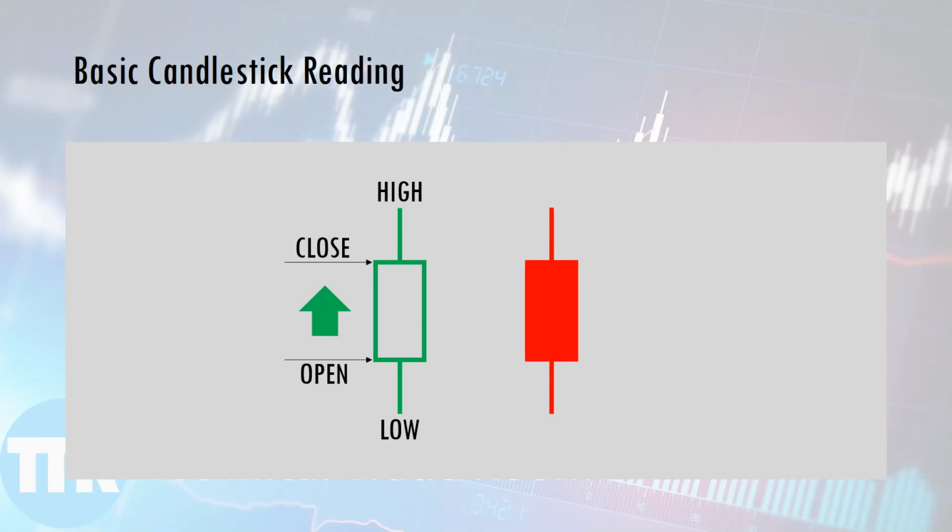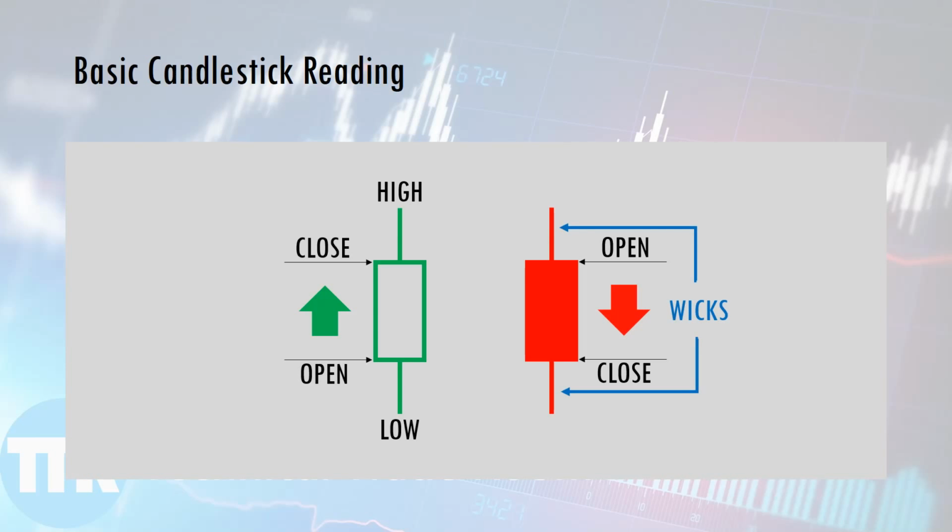Okay, now let's go over how to read a red candlestick. At the top of the rectangle is where the stock's price opened. At the bottom of the rectangle is where the stock's price closed. As we can see from the example, the close is lower than the open, showing negative movement.